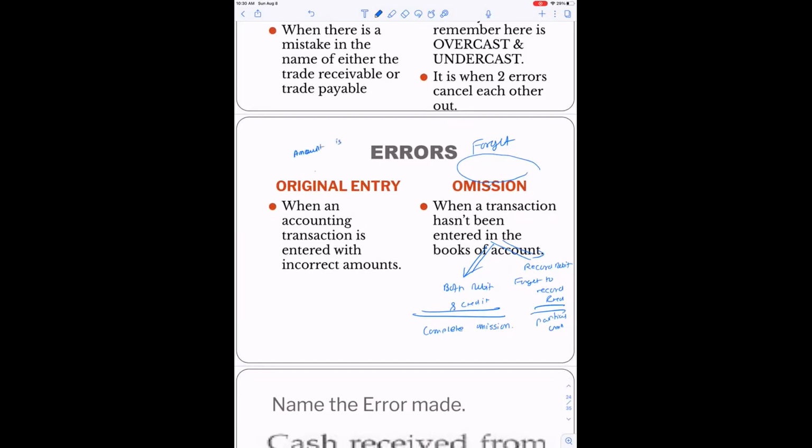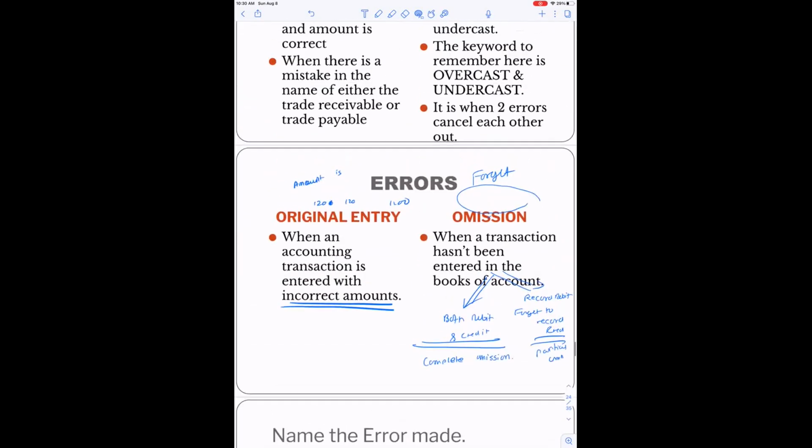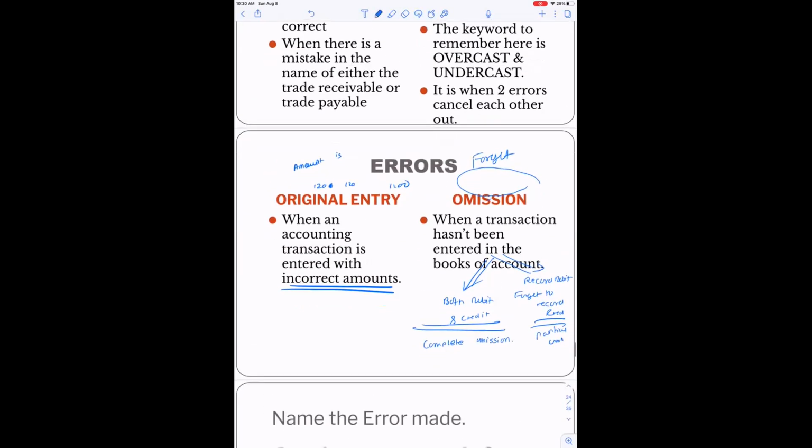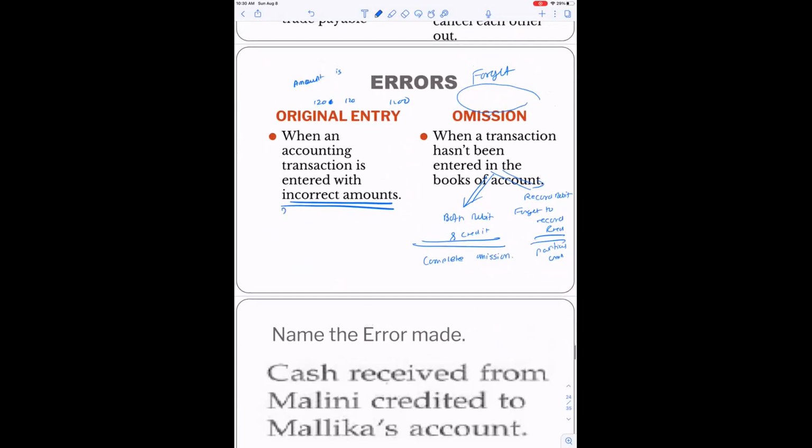Amount is wrong. That is, instead of 1,200, you record 120 or you record 12,000. So when you record a transaction with incorrect amount, it is error of original entry. So we did 2 C's and 2 O's. Let's recall. 2 C's and 2 O's.